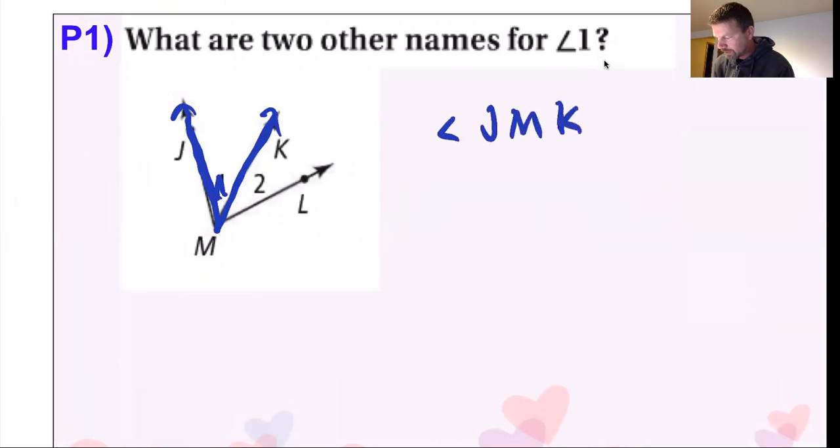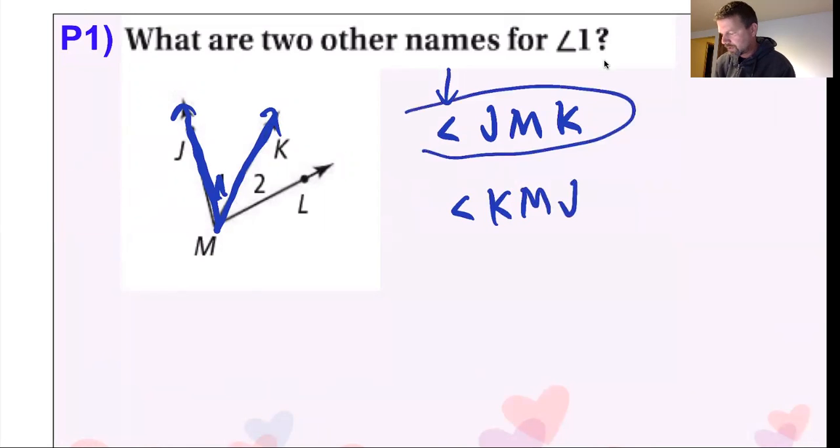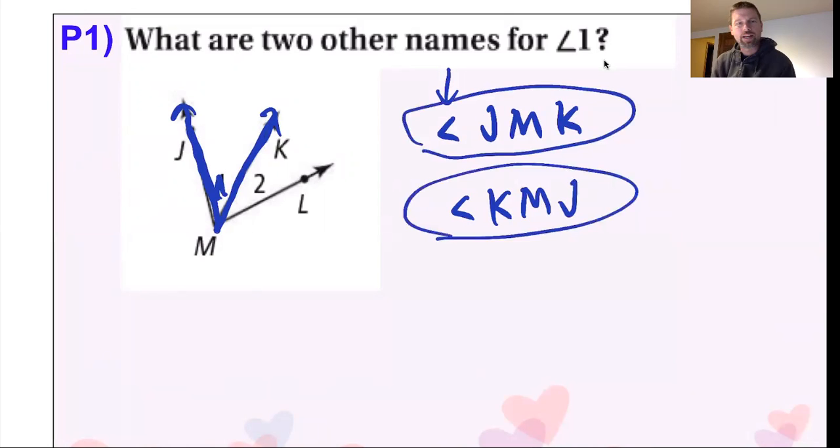You notice the use of that angle symbol right there. Or I could call it angle KMJ, the other way around. Just fine. Just make sure that M is in the center because that M is the vertex.